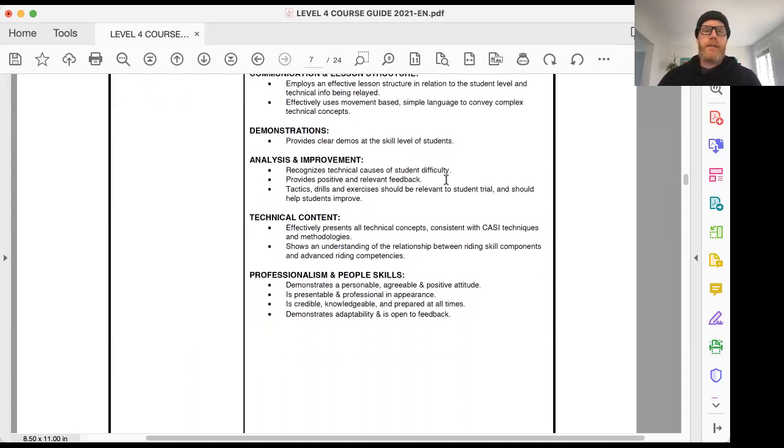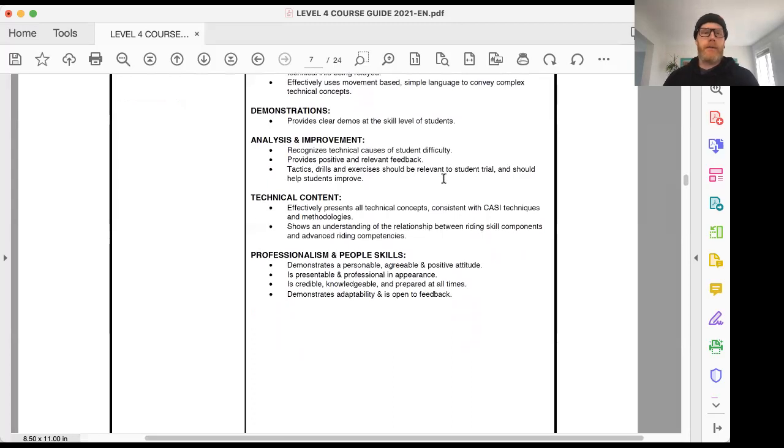The next one is analysis and improvement, or the feedback aspect of the lesson. This one is probably, for me, the most challenging part of an expert lesson, because you're looking at riders, like I said, who are riding maybe at your level, maybe even above your level, and you're pulling out some things that can help them and providing some improvements for them. So the first one is recognizes the technical causes of student difficulty. So that's the purely analysis. So are you able to see technical faults in your peers riding? And then are you able to sort of zero in on maybe what's causing those things?